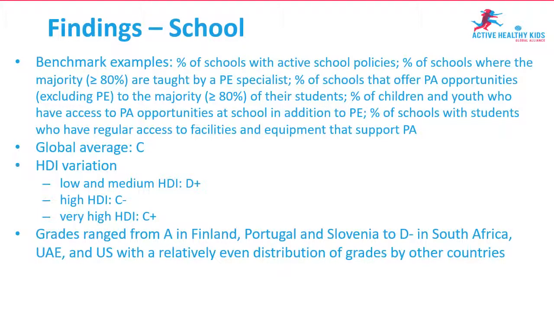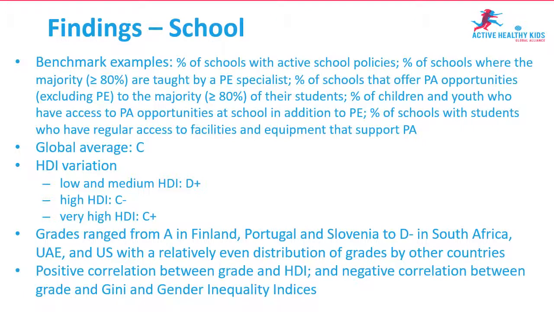The grades ranged from an A in Finland, Portugal, and Slovenia to D- in South Africa, United Arab Emirates, and the United States, with a relatively even distribution of grades by other countries. There's a positive correlation between grade and Human Development Index, and negative correlation between grade and Gini and gender inequality indices. So we're starting to see a pattern here with the inequality indices.